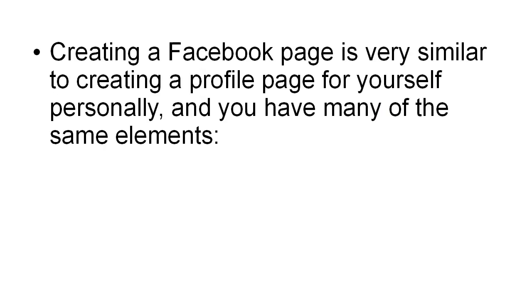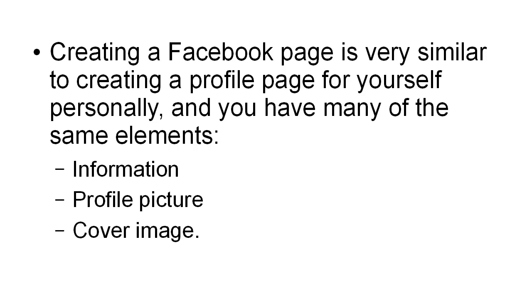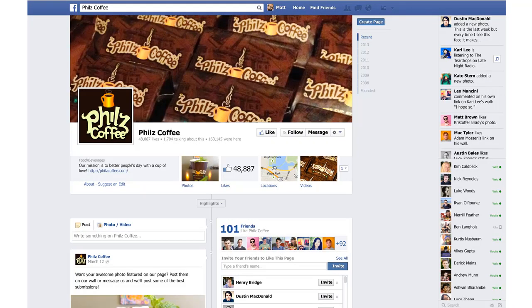Creating a Facebook page is very similar to creating a profile page for yourself personally, and you have many of the same elements. You have information, you have a profile picture, and you have a cover image. And if we look here, you can see a Facebook page for a fictitious coffee shop. You can see that they've got their logo prominently displayed. They've got a nice background image. They've got their friends and fans. They've also got information about their locations. They've got videos. They've got photos. And they've also got likes.